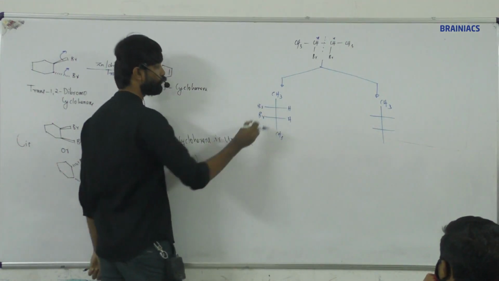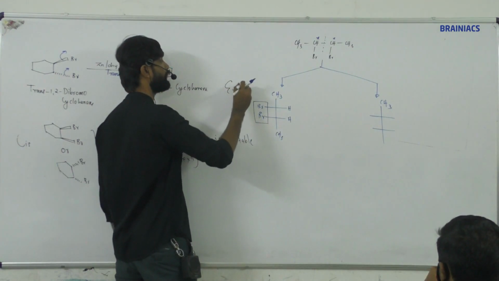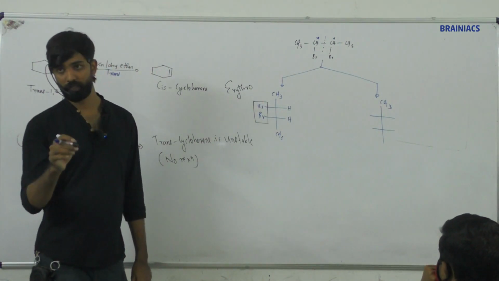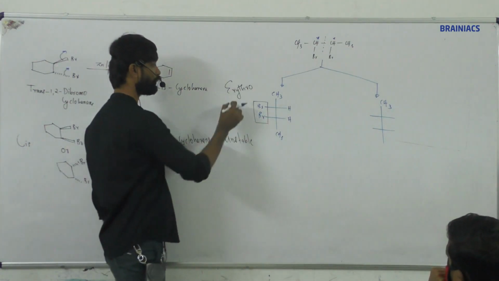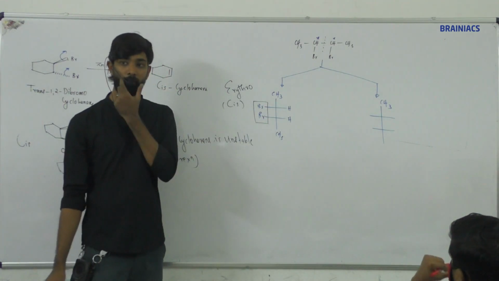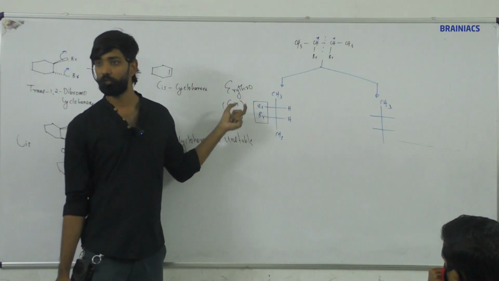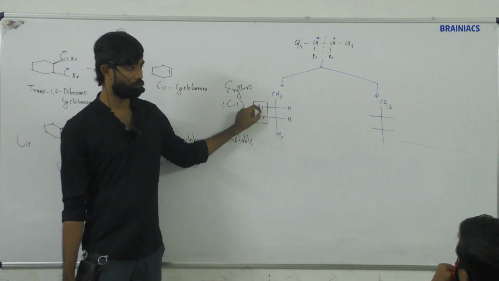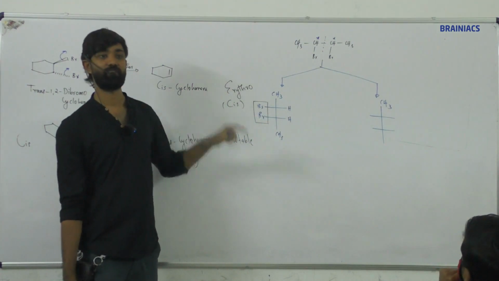Same side. If two same groups are on the same side of a Fischer projection, then such an arrangement is said to be erythro. Your erythro is simply treated as a cis. Okay? Why? It is on the same side. Generally, this form is known as erythro. If two same groups are on the same side of a Fischer projection, then it is said to be erythro, and your erythro is simply considered as a cis.